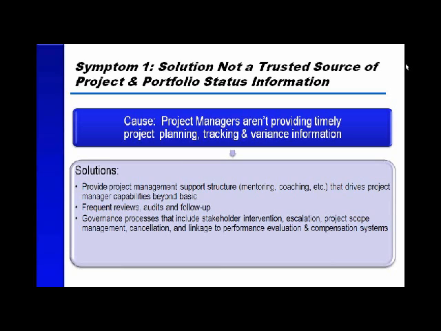The other solution is to provide a governance process that includes stakeholder intervention, escalation, project scope management, cancellation, and linkage to performance evaluation and compensation systems. Now that's a mouthful, so let me break that down just a little bit, and we'll go into a bit more detail when we get into the solution details.